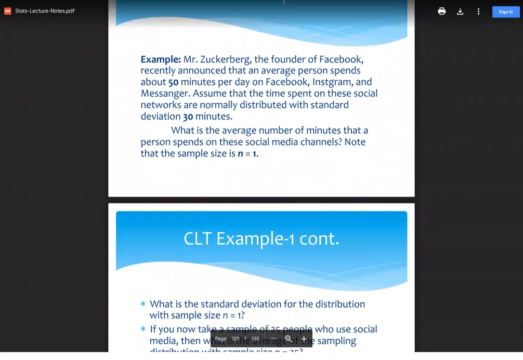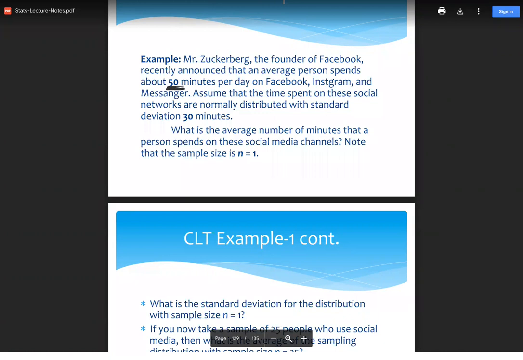So the first example is the Mr. Zuckerberg example. Many years ago, more than a decade ago, I think, he said that people spend about 50 minutes per day on social media, such as Facebook, Instagram, and Messenger. I was just asking my other class earlier in the day. This number has gone up, I'm very sure. It's not 50 minutes anymore. I think people spend more than that on social media nowadays. And of course, Facebook, Instagram, and Messenger are not the only social media right now. There are many other social media.